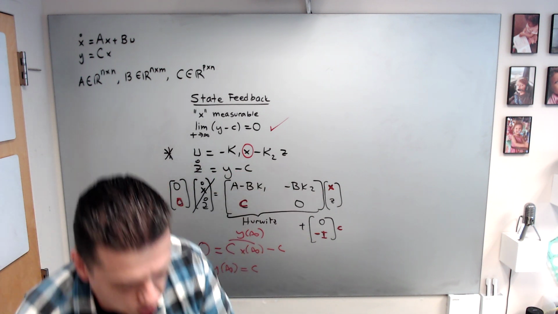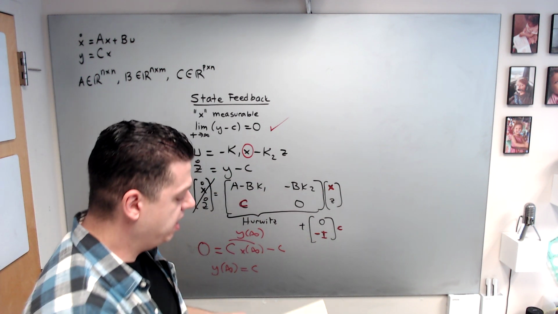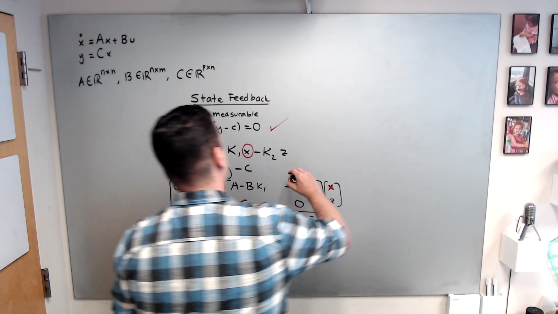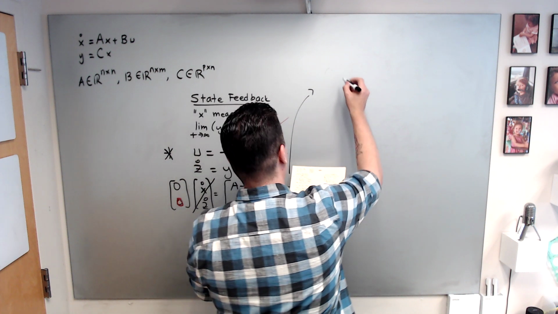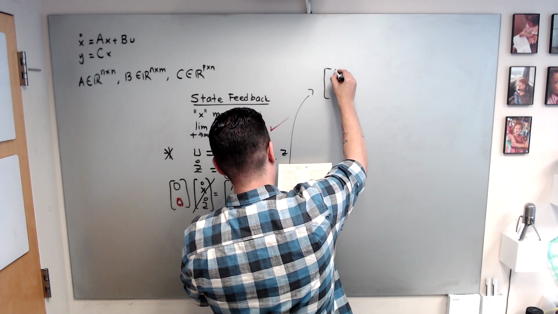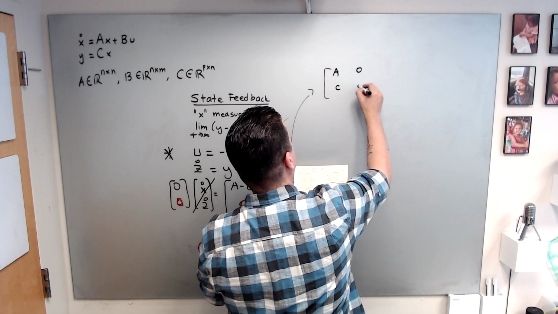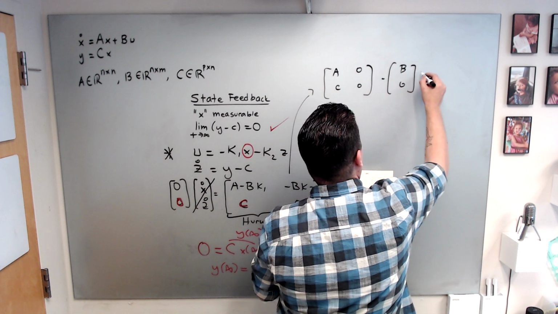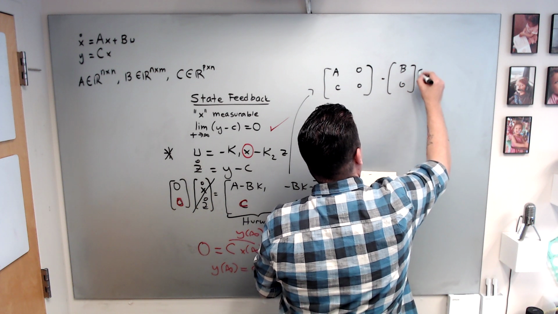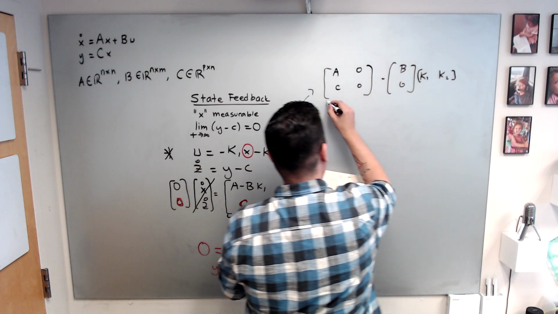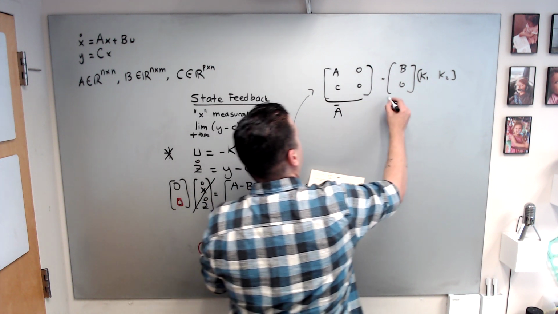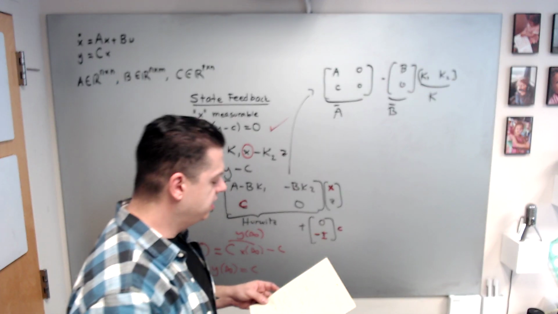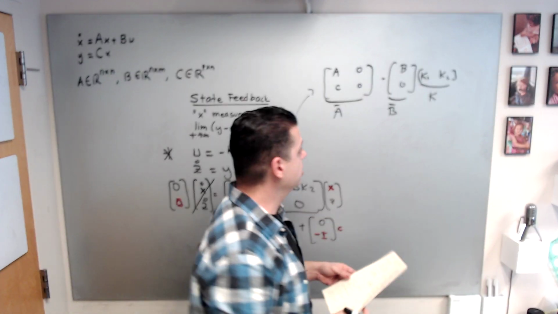matrix Hurwitz. Now let's talk about how to make it Hurwitz. I am going to rewrite this matrix here in this form. The same matrix can be rewritten as A, C, 0, 0, minus B, 0, and K1, K2. Let's call this A bar, let's call this B bar, and let's call this K. This is A minus BK structure.